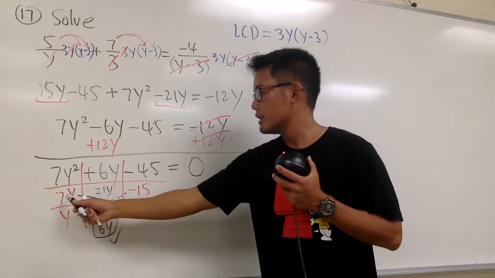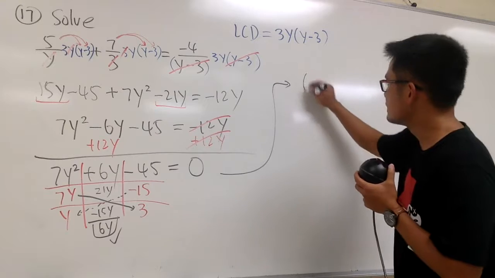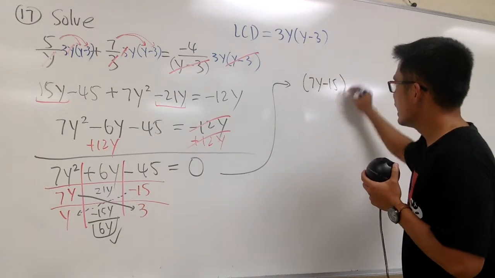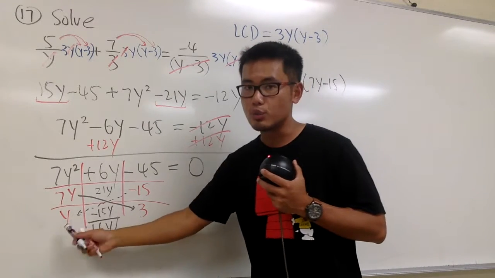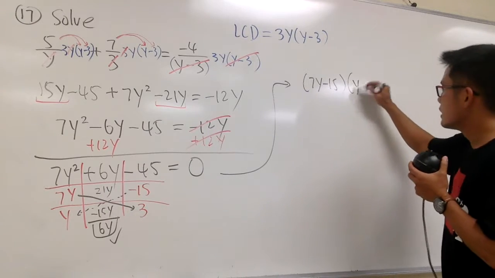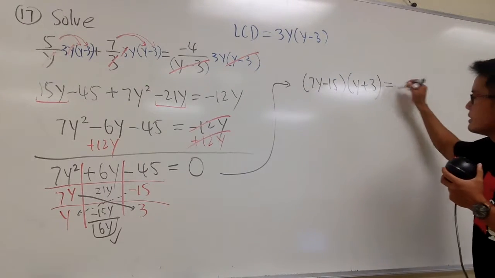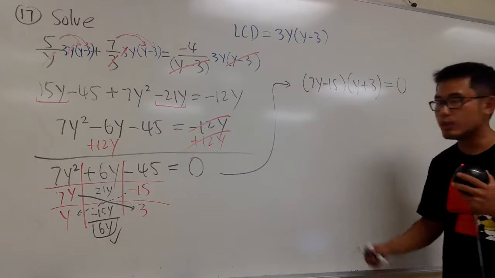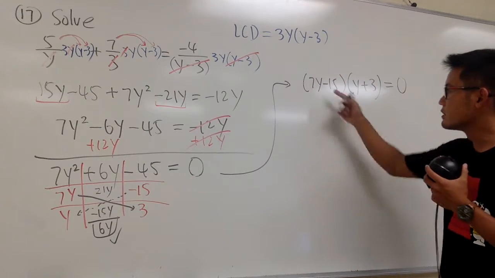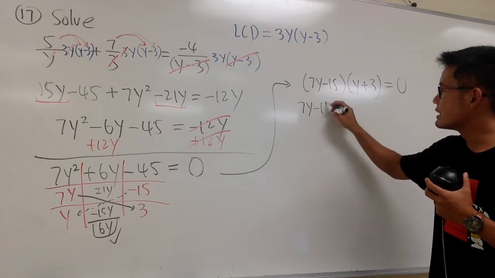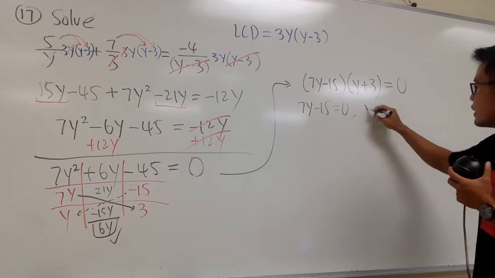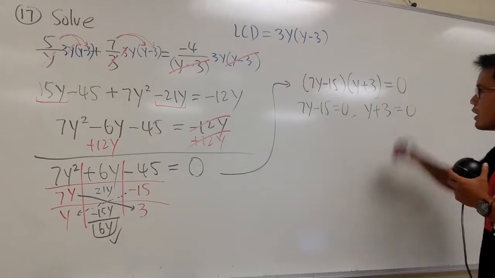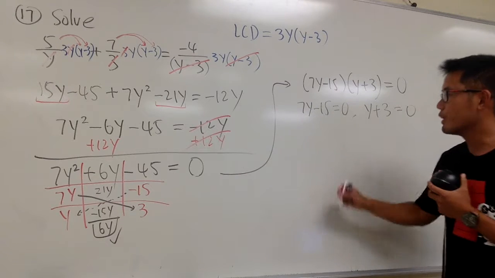Here's the factoring. 7y minus 15, that's the first factor. And we multiply by the next one, which is y plus 3, right? And don't forget, this is equal to 0. Let's write it down. And next, we'll just set each factor to be 0, right? So for the first one, 7y minus 15 equals 0. And the second one, y plus 3 equals 0. And then now we can just do this real quick.